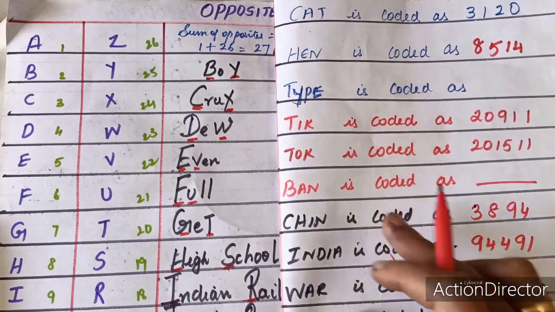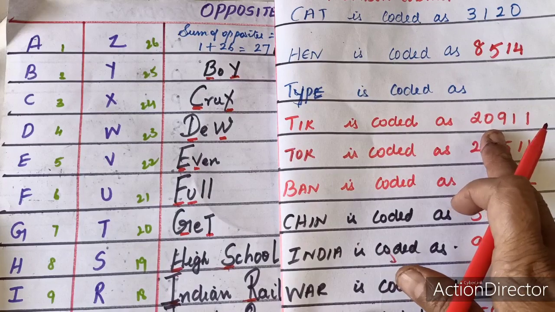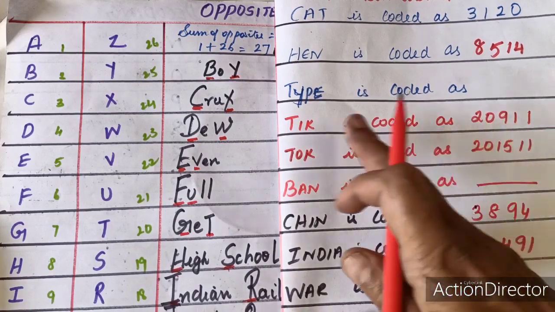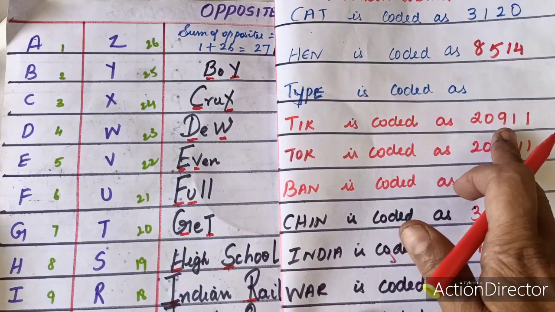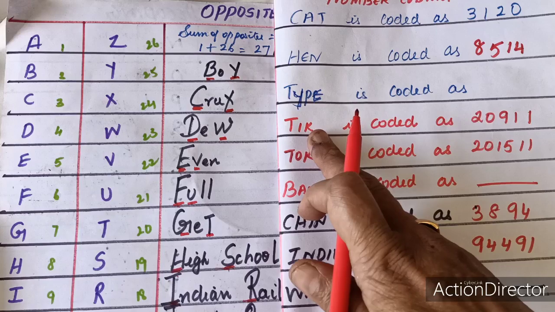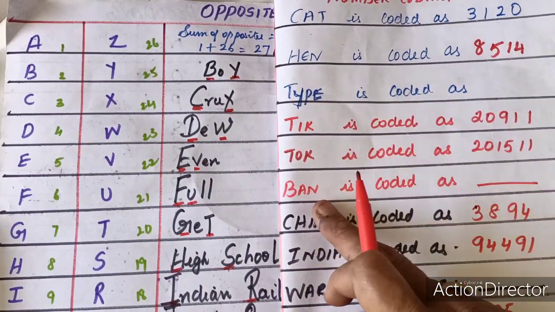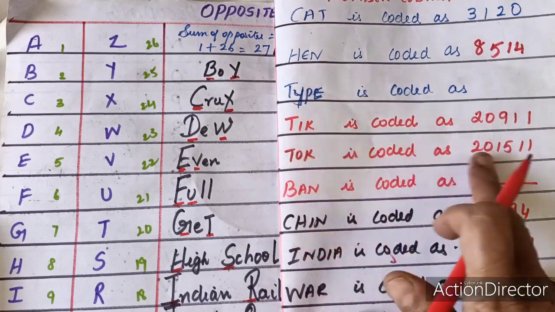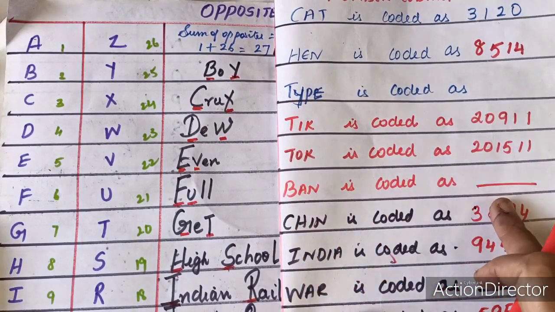Now coming to this tick tock band. So tick is coded as 20, 9 and 11. T stands for T20. I, you remember it sounds like 9, so 9. And K you remember it's looking like 11. I told you to split it and write, so it is 11. The same way you have to find the code for band. Talk is 20, 15 and 11. Find out the answer for band.